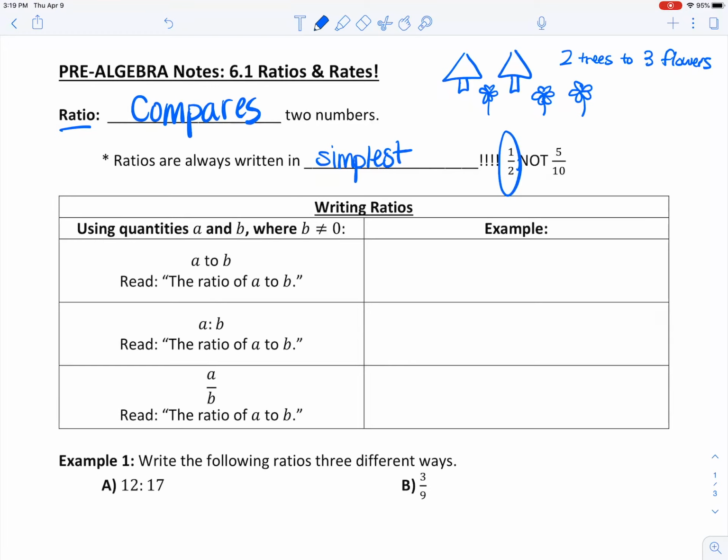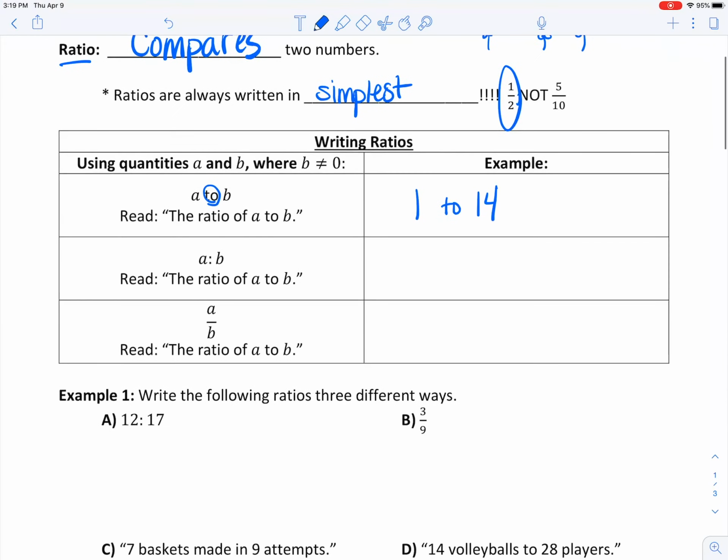So what I mean by that is you would write 1/2 and not write 5/10. Ratios can be written in three different ways. Okay, they can be written with the word to. So for example, if I were talking about the numbers 1 and 14, I could write 1 to 14.